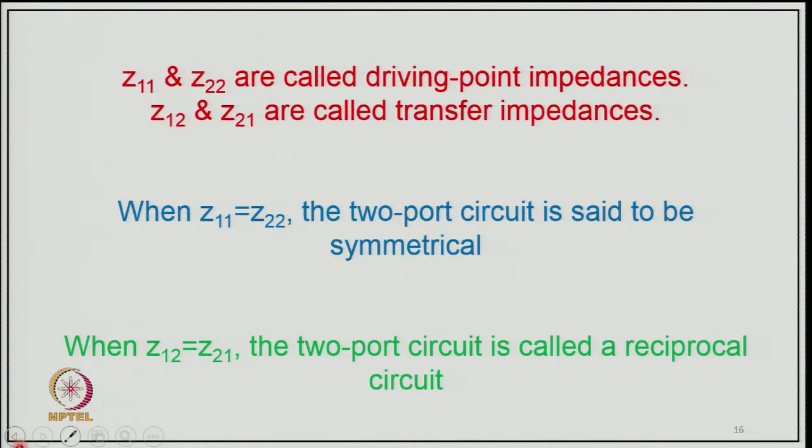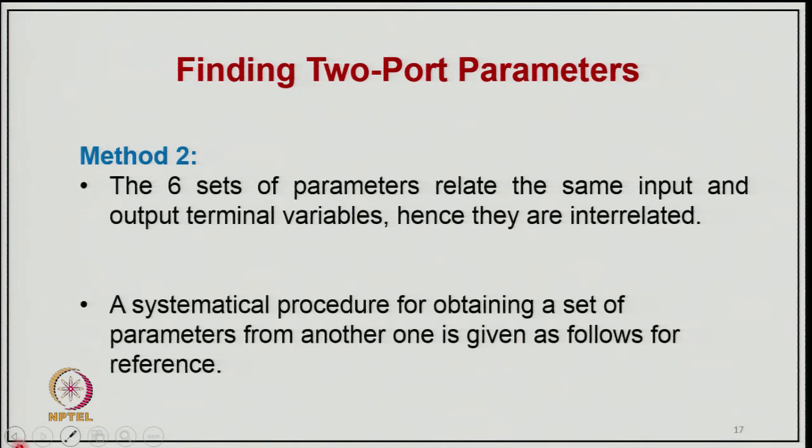Now, Z11 and Z22 are called driving point impedances of input and output, and Z12 and Z21 are called transfer impedances. Where Z11 equals Z22, the 2 port circuit is said to be symmetrical, and when Z12 equals Z21, the 2 port circuit is called a reciprocal circuit.